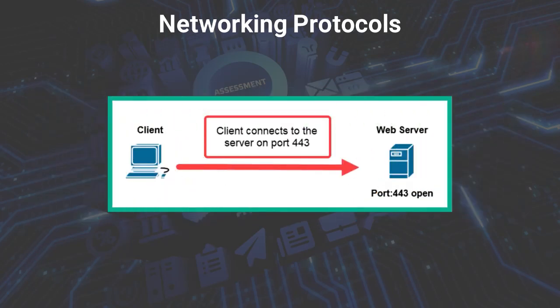So let's take a look at this diagram. On one side we have a client, and on the other side we have a web server. Since that server is running, let's say, some type of web application, and if it is using HTTPS, then port 443 will be open. So when the client opens the web browser on the client PC, it will connect to that destination port, which is 443.